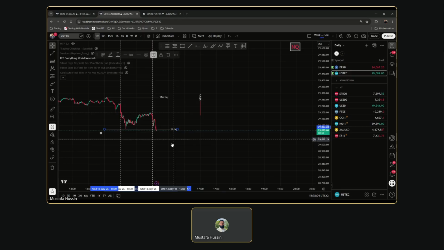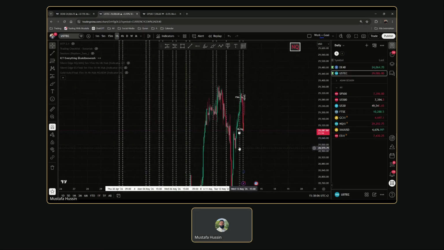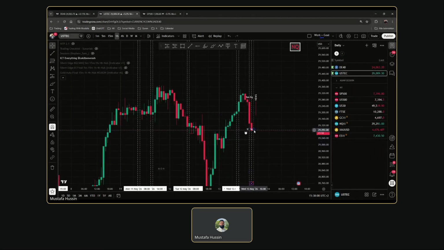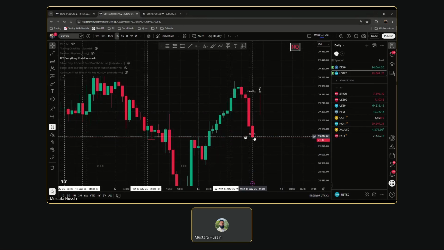Right, it just swept 1 hour liquidity. Let's see if it gives us a reaction. Maybe we can take a trade out of this.